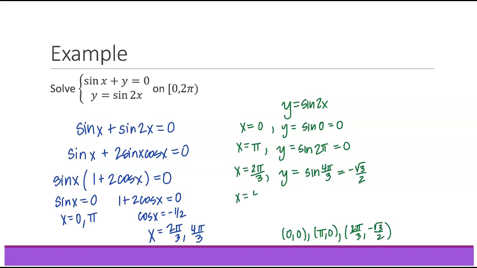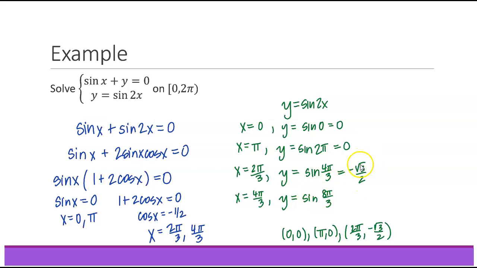And then finally, x equals 4 pi over 3. Well, that's going to give us y equals sine of 8 pi over 3. If I plug in 4 pi over 3 into this x, the 2 and the 4 multiply, we get 8 pi over 3. And this is going to be in quadrant 2. So 8 pi over 3 is 2 2/3 pi, right? It's like going around the unit circle once, and then another 2/3 of the way gets us to quadrant 2. And in quadrant 2, sine is positive.